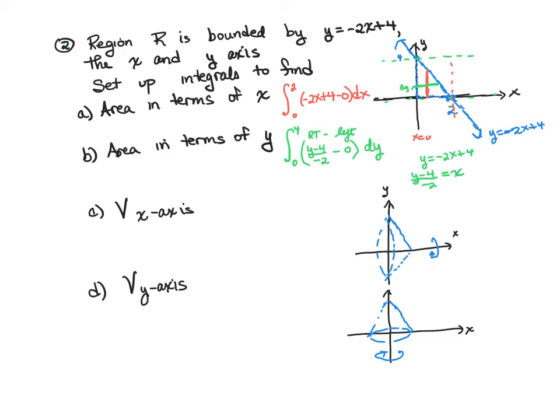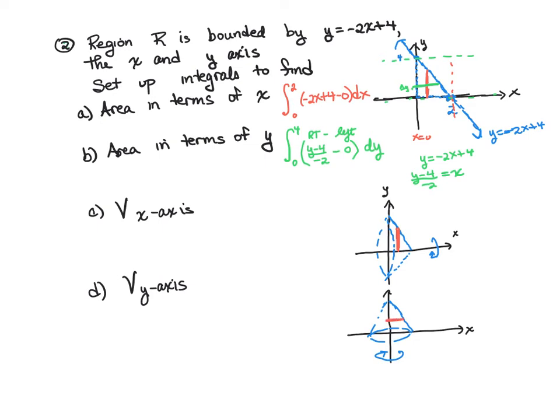So when we rotate around the x-axis, again, to get a disk, the rectangle has to be perpendicular to the axis of revolution. So this would use a vertical rectangle. This would use a horizontal rectangle.